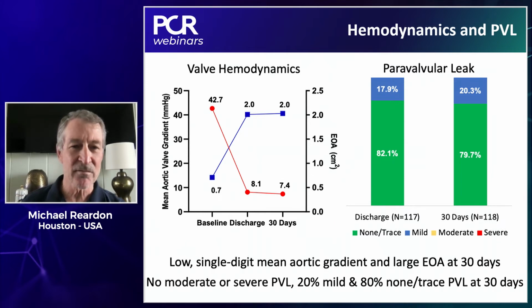And of course, this new generation valve has an external skirt, much like all these valves have added, but one of the interesting things about this skirt is it's only fixed at nodes so that it actually parachutes out and fills the gaps. We see nothing beyond mild paravalvular leak, and mild is only 20%, 80% is none to trace.